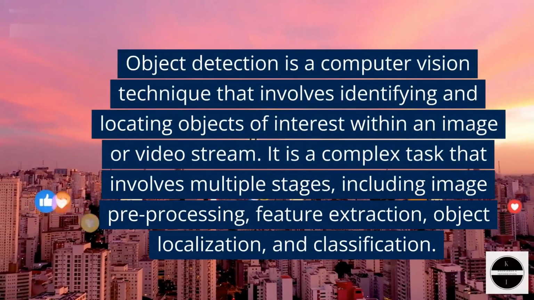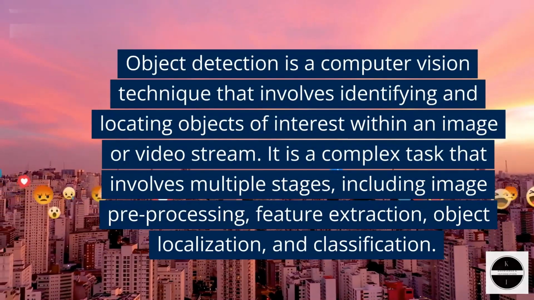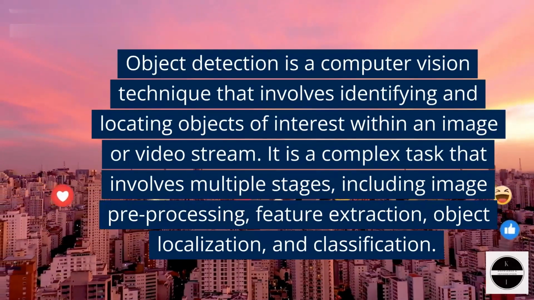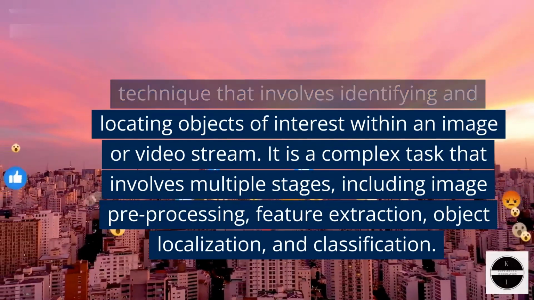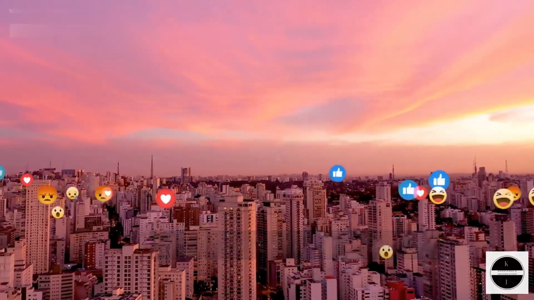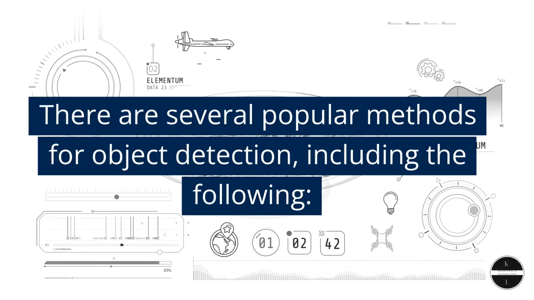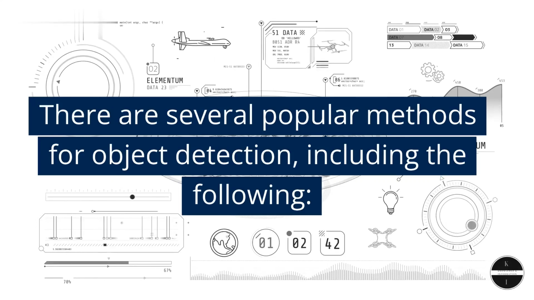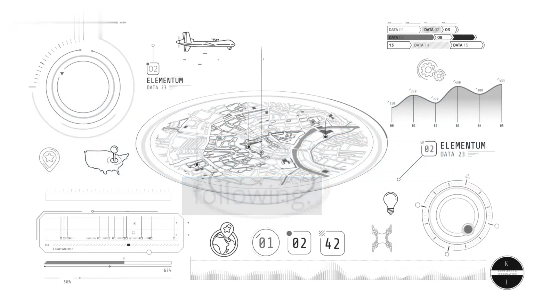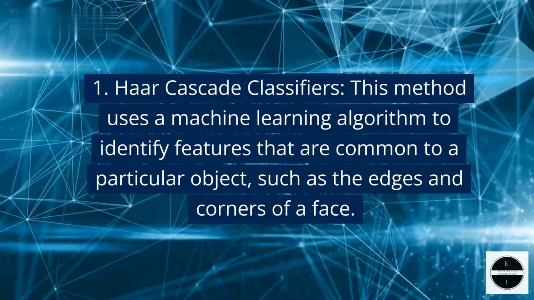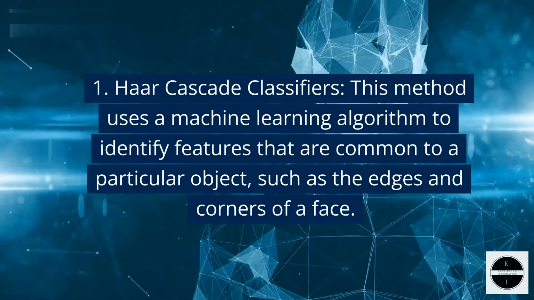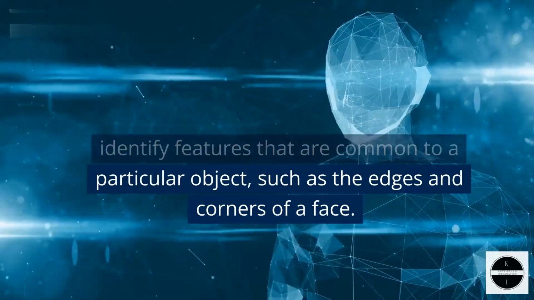Object detection is a computer vision technique that involves identifying and locating objects of interest within an image or video stream. It is a complex task that involves multiple stages, including image pre-processing, feature extraction, object localization, and classification. There are several popular methods for object detection, including the following. 1. Haar cascade classifiers. This method uses a machine learning algorithm to identify features that are common to a particular object, such as the edges and corners of a face.